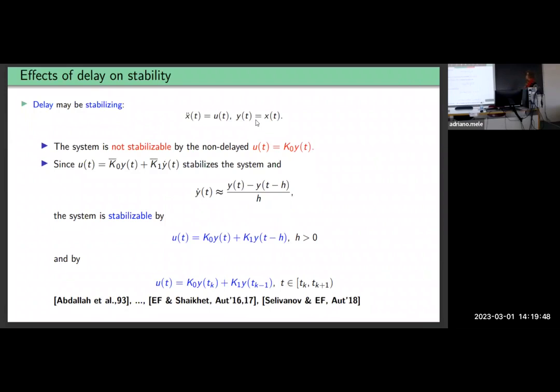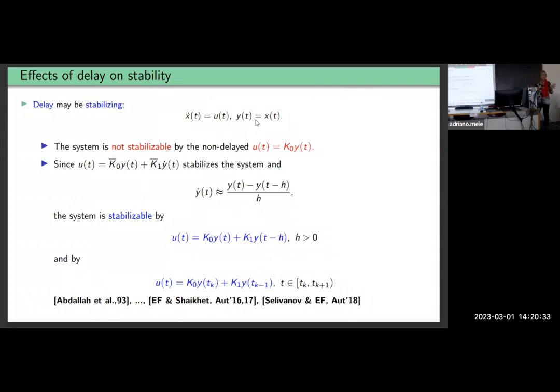So what can be done? Of course, if you could use also y dot, which you do not measure, then this system is stabilizable. So the idea is to approximate y dot by a finite difference. For small enough h, this approximation is very good. And if we substitute here, instead of y dot, this finite difference, we finish up with static output feedback, but with delay.